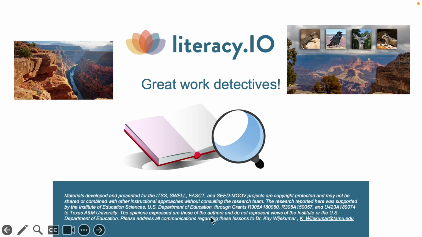Great work, detectives! I hope you discovered something new about how the Grand Canyon's great size creates a variety of habitats that can support different species.